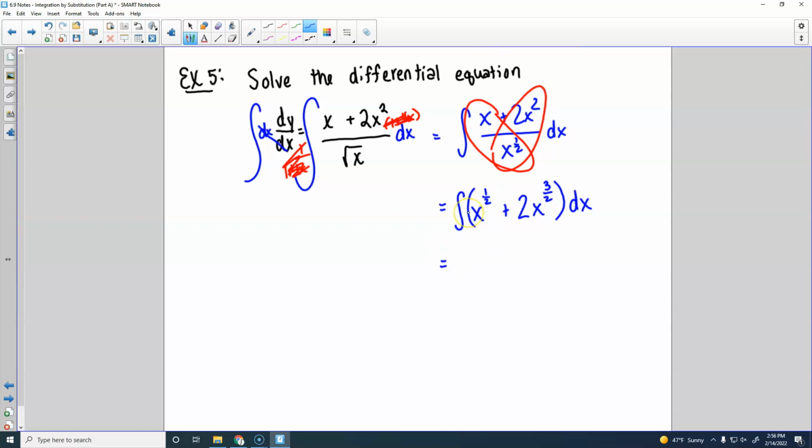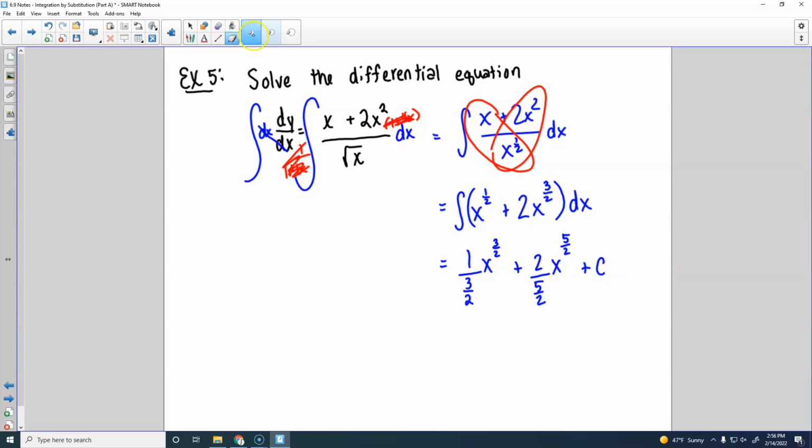And so you just use the power rule on this. X to the 3/2, you're going to have to divide out front by 3/2. Here we'll have x to the 5/2, divide out front by 5/2. Don't forget your plus c.